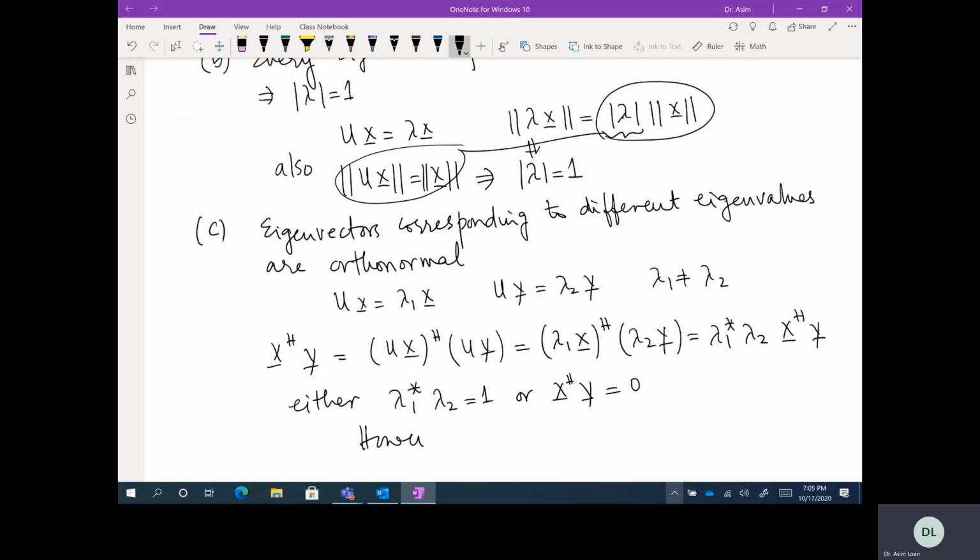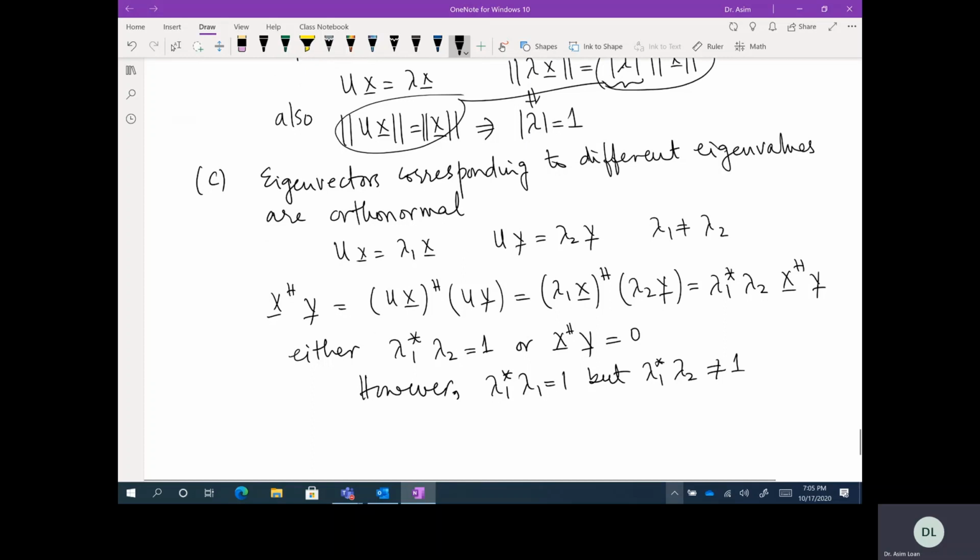However, lambda 1 conjugate into lambda 1 is 1, but lambda 1 conjugate into lambda 2 is not equal to 1. So this implies x^H y equals 0, or the eigenvectors are orthogonal and obviously orthonormal.